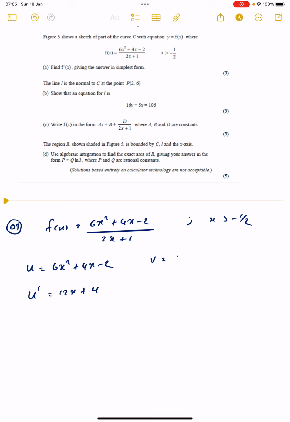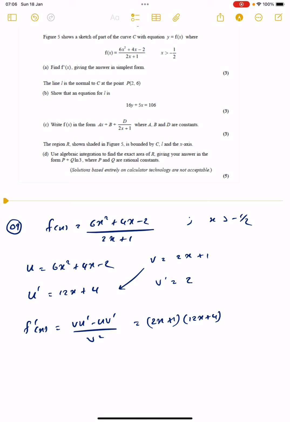v is equal to 2x + 1, so v' will be 2, and f'(x) will be (vu' − uv') over v². So that is (2x + 1) times (12x + 4) minus 2 into (6x² + 4x − 2), divided by (2x + 1) whole thing squared.